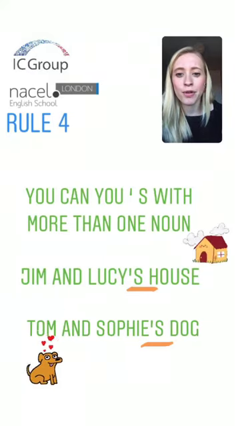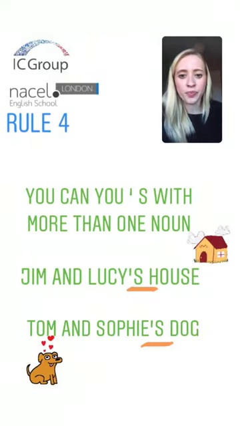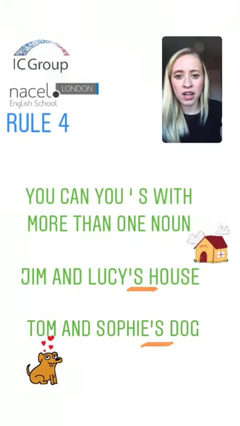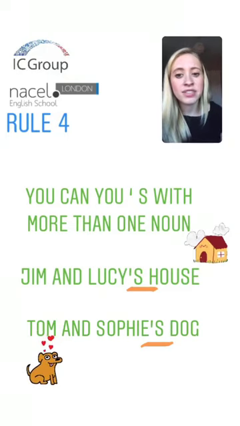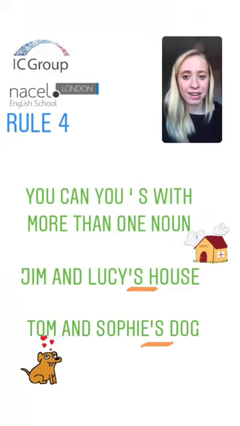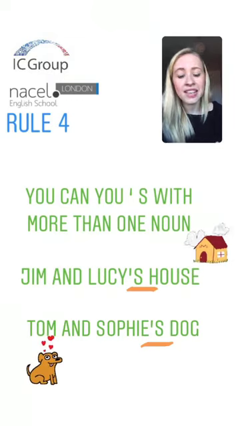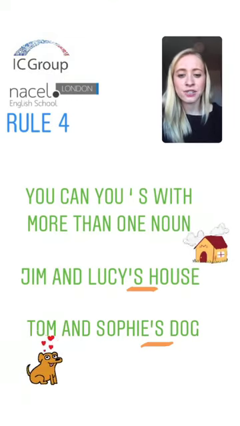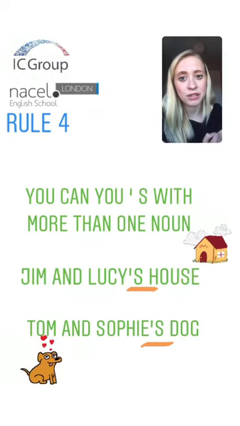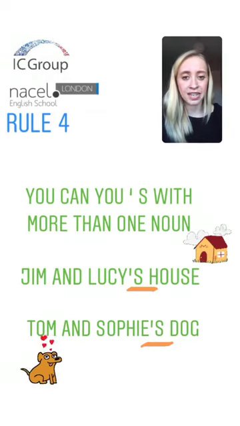Rule number 4. You can use an apostrophe S with more than one noun. So for example, we have Jim and Lucy's house. Okay, we only add the possessive S on the second. Jim and Lucy's house and Tom and Sophie's dog. We have 2 nouns, but we only use the possessive S on the second one or the final one.